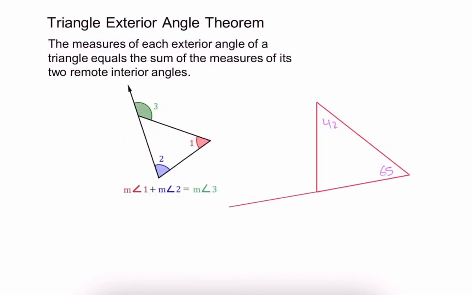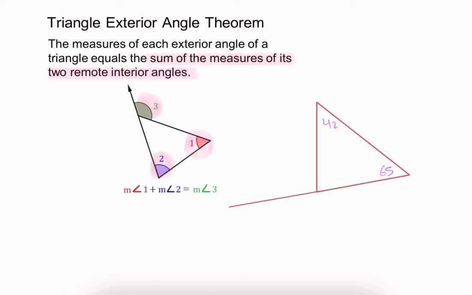The triangle exterior angle theorem. The measure of each exterior angle of a triangle equals the sum of its remaining interior angles, or we can say that this exterior angle we have here equal the sum of the two far interior angles in this triangle.